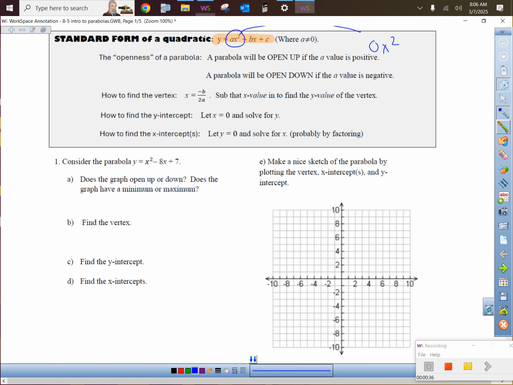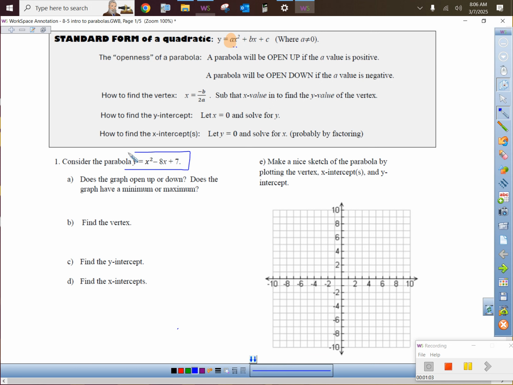Here are some real quick questions. Like I said, today is an intro to parabolas. They want to know, does this parabola open up, which makes a smiley face looking shape, or does it open down? You can always tell by the a value, which is the number in front of x squared. If the a value is positive, this parabola is going to open up. And if the a value is negative, this parabola is going to open down. So let's go through each one of these rules as we go through the question.